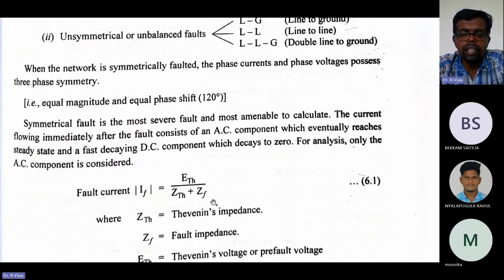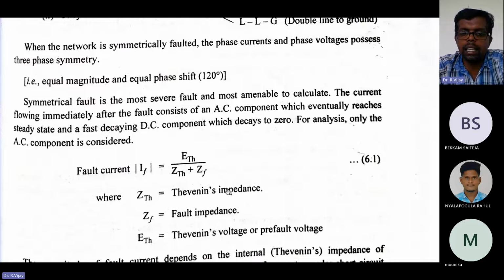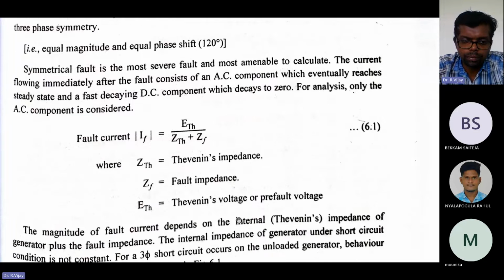So here, if you take this fault current, IF is equal to E Thevenin divided by Z Thevenin plus fault impedance. That is, ZF is nothing but the fault impedance, where Z Thevenin is the Thevenin impedance. Okay, so here E Thevenin is nothing but the Thevenin voltage, or pre-fault voltage. Okay, pre-fault voltage is the voltage before the fault.